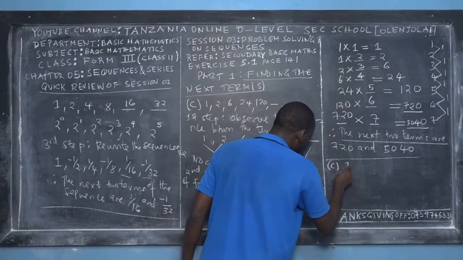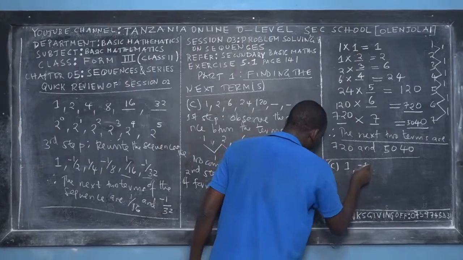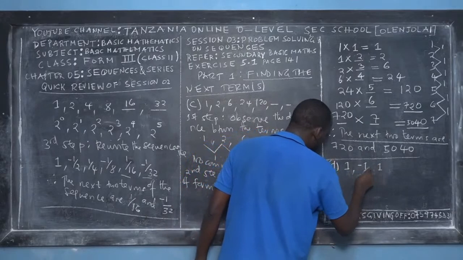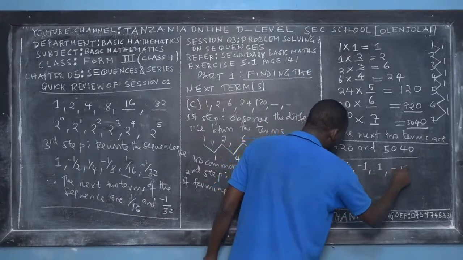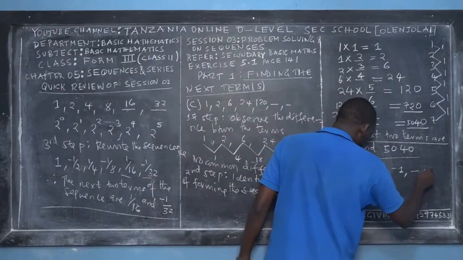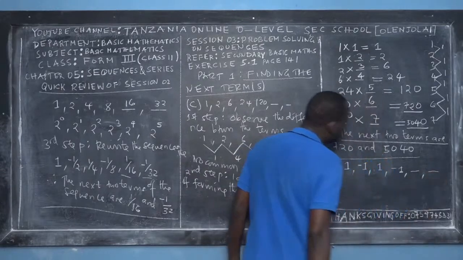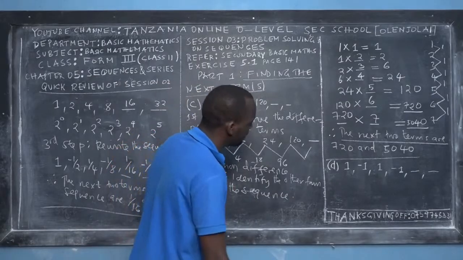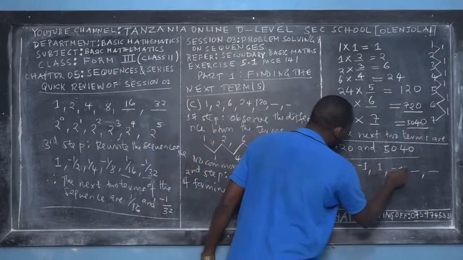Then part D will be given 1, comma, negative 1, then 1, comma, negative 1. So the question is, we are determining the next terms, which are the fifth term and the sixth term. Right? So if you examine this pattern, this is the first term, second term, third term, fourth term.